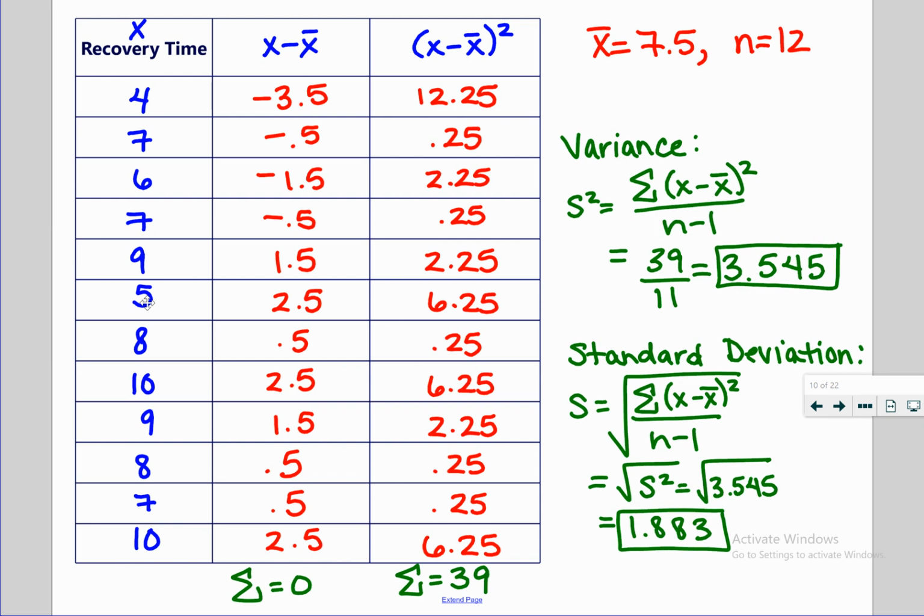Okay. After you're done correcting anything, I want you to put this data in your calculator in list 1, like we practiced. So you just hit Stat Edit, remember?